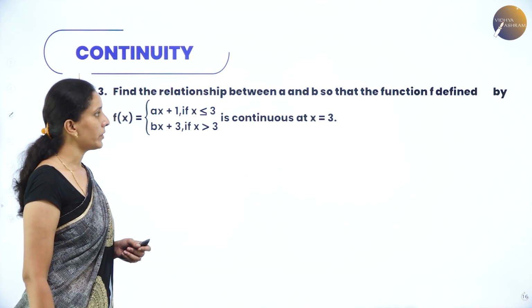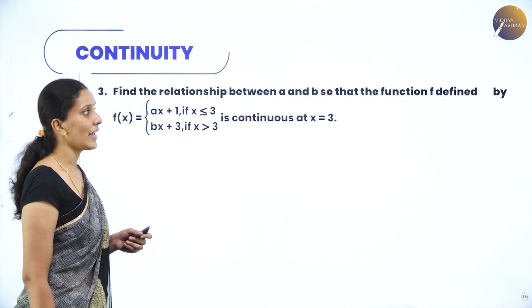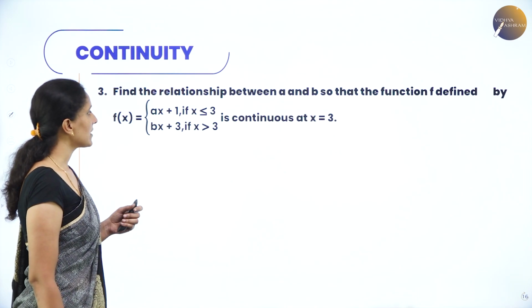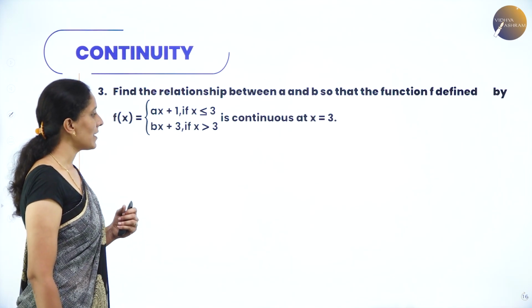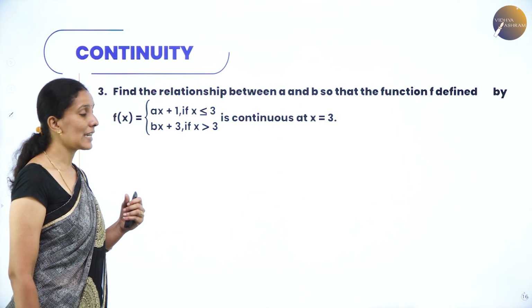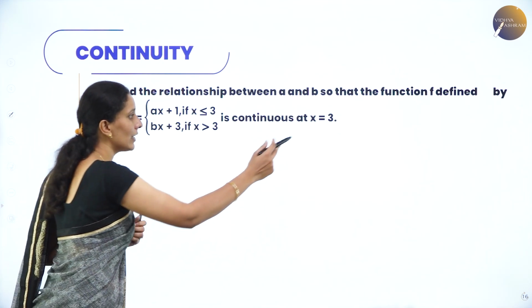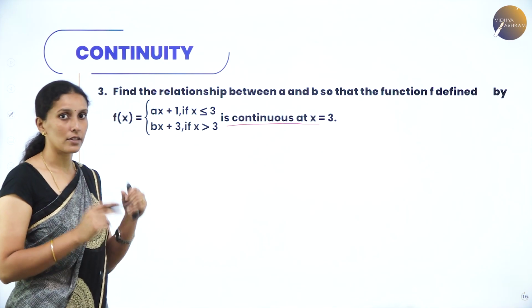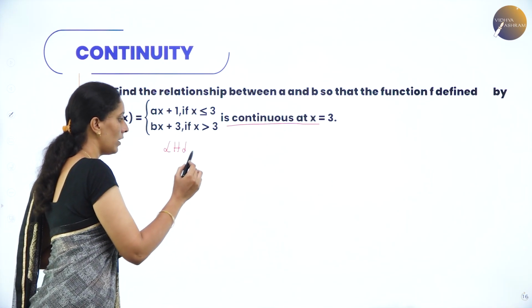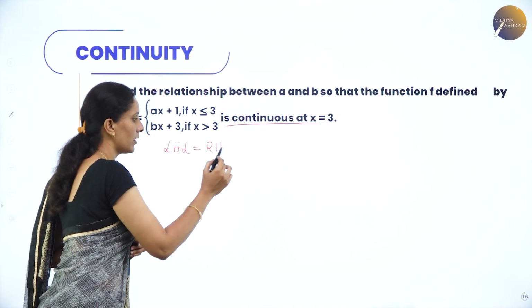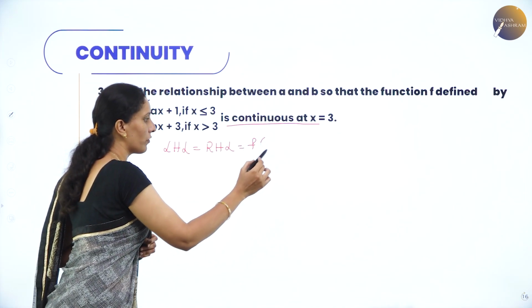Next question we have here. Find the relationship between a and b so that the function f defined by f of x equals ax plus 1 if x is less than or equal to 3, bx plus 3 if x is greater than 3, is continuous at x equal to 3. Clearly, they have given that the function is continuous. Whenever the function is continuous, the left hand limit will be equal to the right hand limit, and it will be equal to the value of the function.